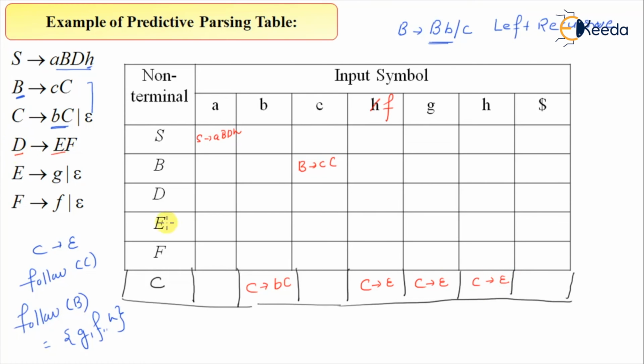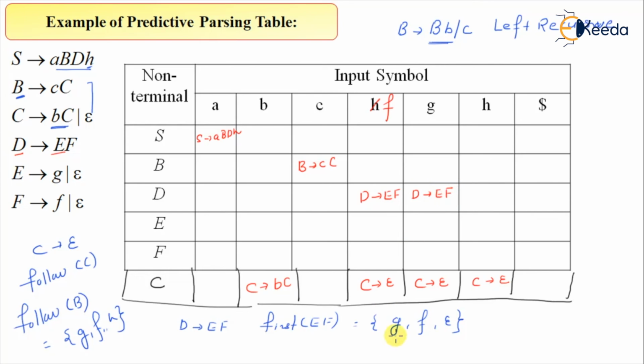D derives EF. So D derives EF will go to the first of EF. Okay, D derives EF we want to parse, and this will go to first of EF. And these are the symbols here: G, F and epsilon. So G and F, we are very clear that in the G and F columns for D, I am definitely going to fill D derives EF, and here also D derives EF.